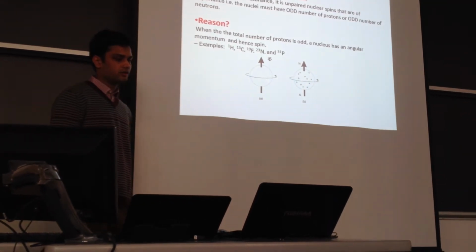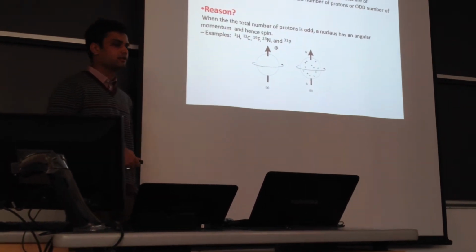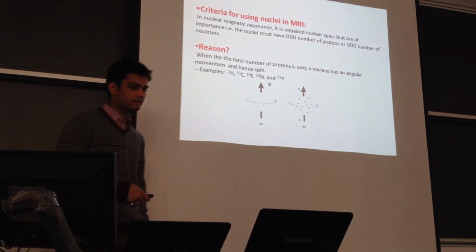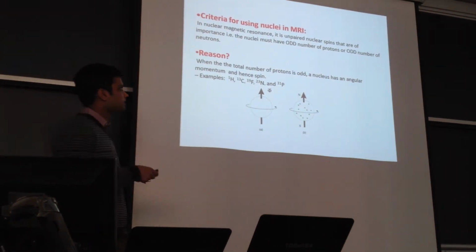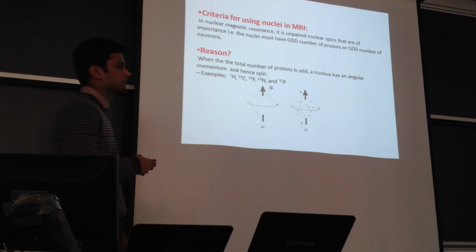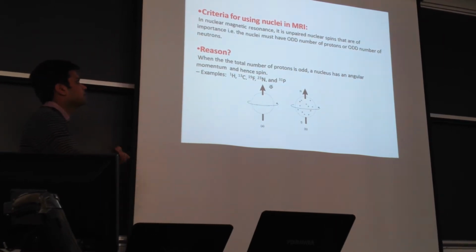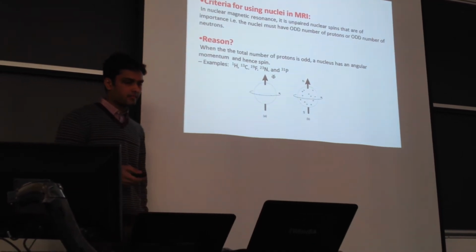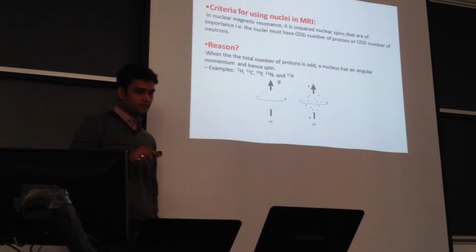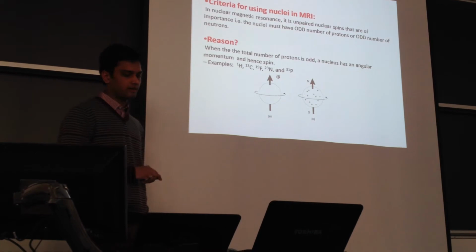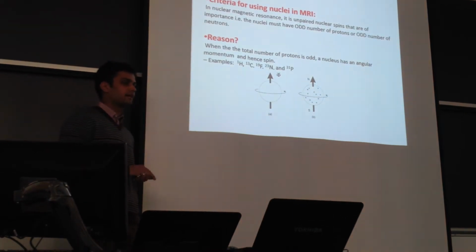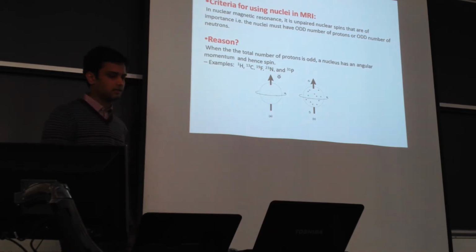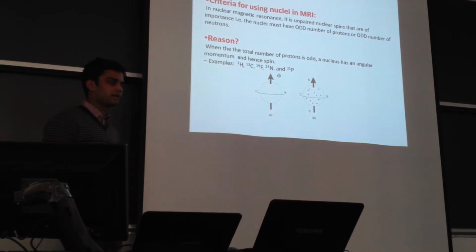So what should be the criteria for using the nuclei in MRI? Like, how should we select a nuclei? So in NMR, it's only the unpaired nuclear spins that are of importance. For example, the nuclei which have odd number of protons or neutrons, for the reason I just gave. More specifically, if the total number of protons is odd, then only the nucleus will have an angular momentum and hence the spin. And that is how we will eventually get an MRI image.